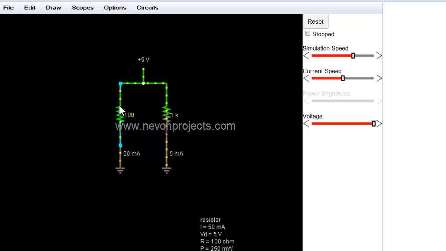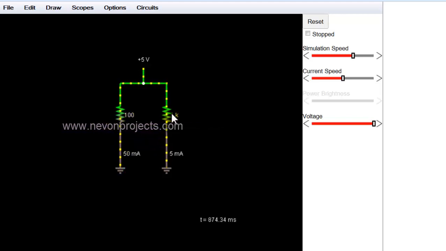So in this branch we have 50 milliampere of current flowing. Similarly, now let us calculate for the other branch. Here we have a 1 kilo ohm resistor and 5 volt power supply. So the current flowing through this branch is 5 divided by 1k, that means 5 milliampere, that is 5 into 10 raised to minus 3 amperes.